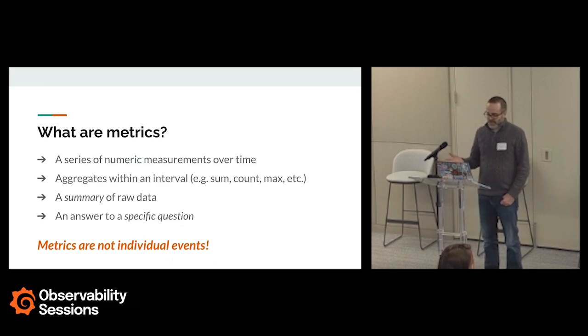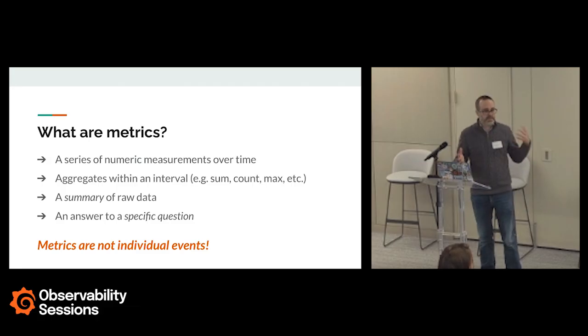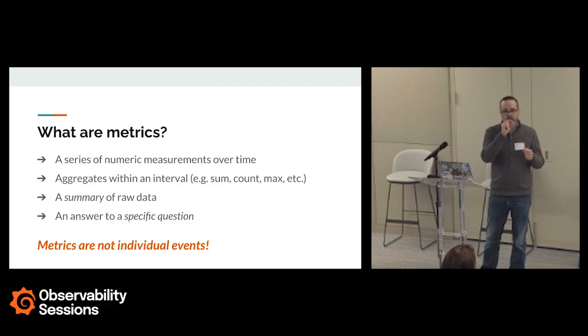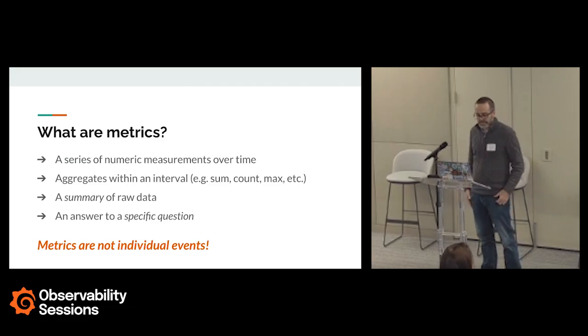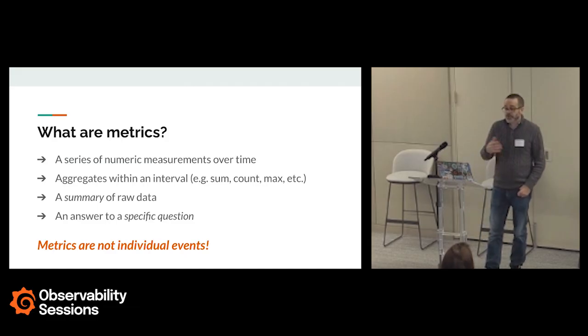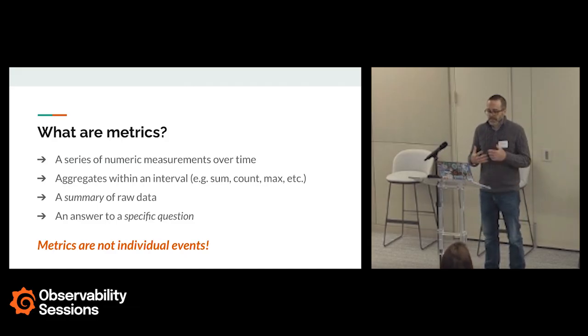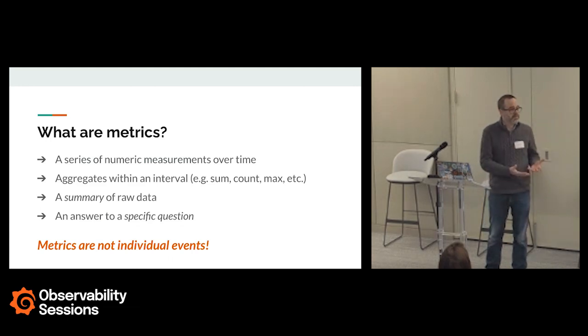So metrics are a series of measurements over time. A metric is fundamentally an aggregate of a large set of data. Instead of tracking individual events, a metric is a summary of all the events that happened in one interval of time over a long period. You can think of a traditional metric as an answer to a specific question that you have to know you want to ask up front.